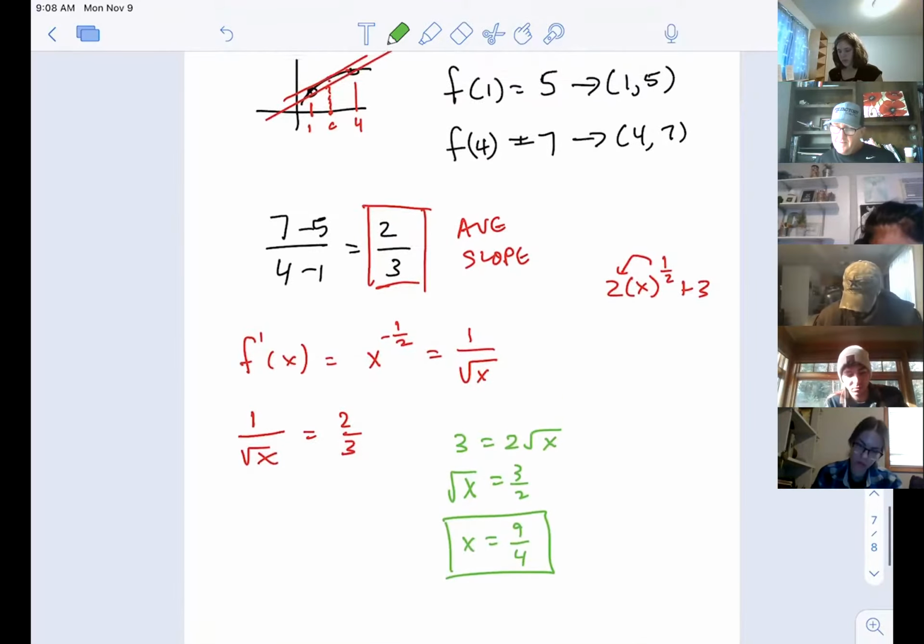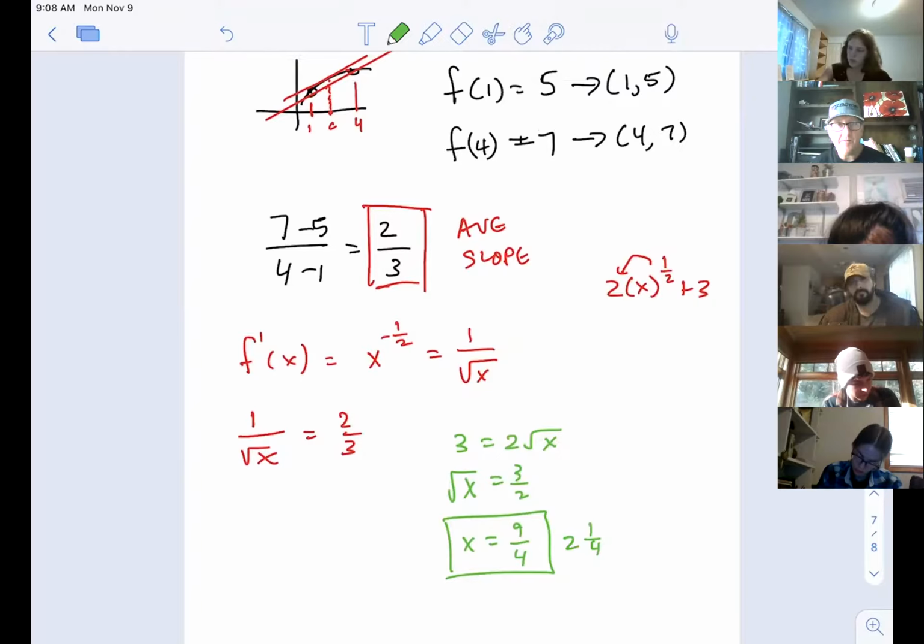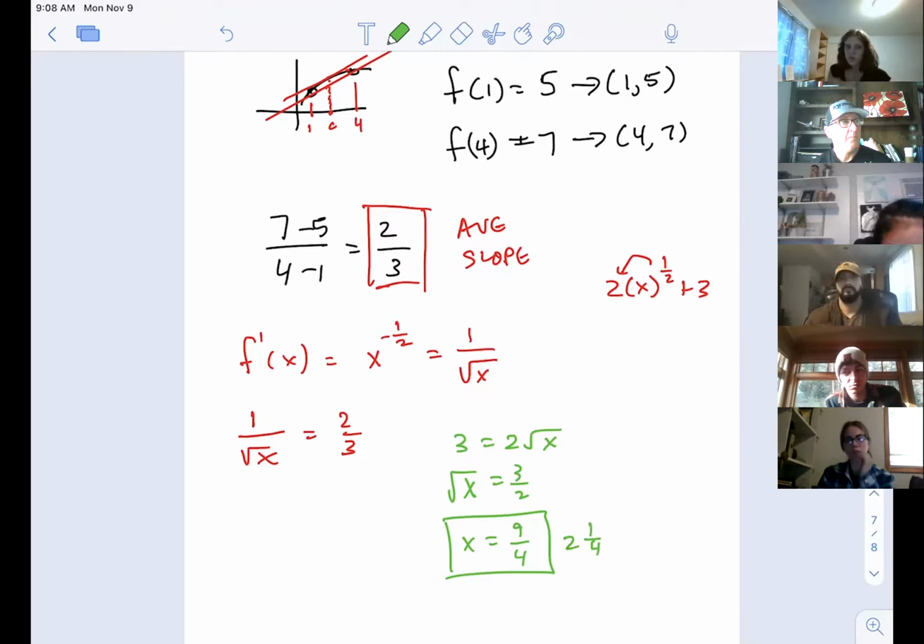So notice that's 2 1/4. And to my question before, notice that's not in the middle. It's not halfway between 1 and 4. This is the same x as we had a minute ago, 1 and 4. Halfway between that was 2.5. This is a very different graph. It's not halfway between it. But at 9/4, I would actually get that exact same slope. That's kind of cool. That's what the mean value theorem says.